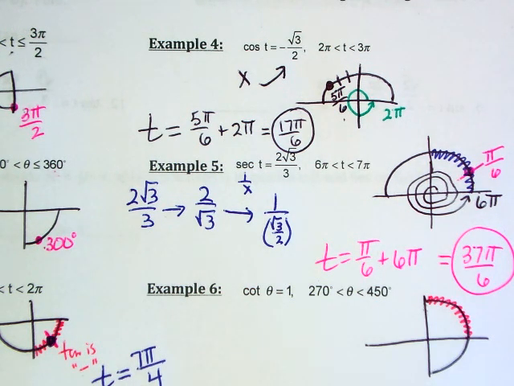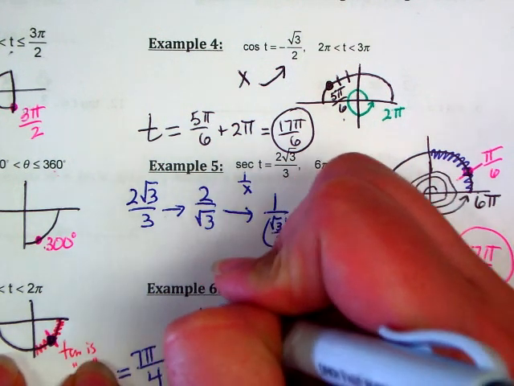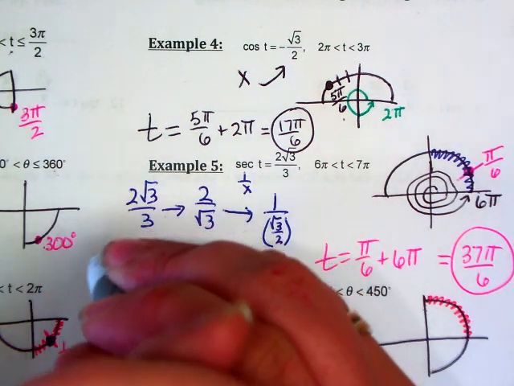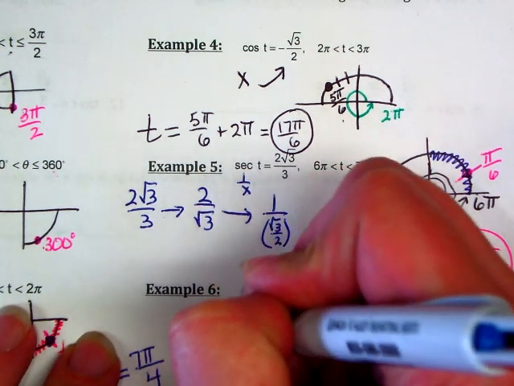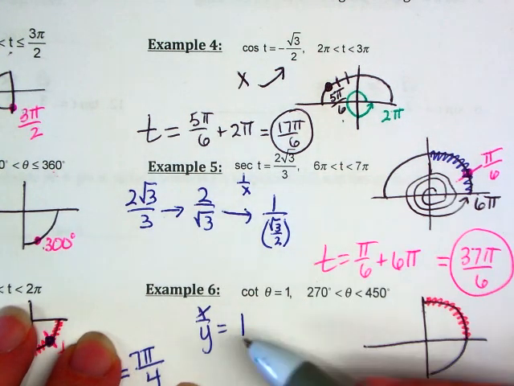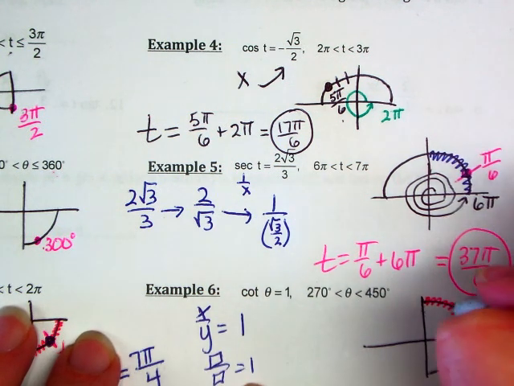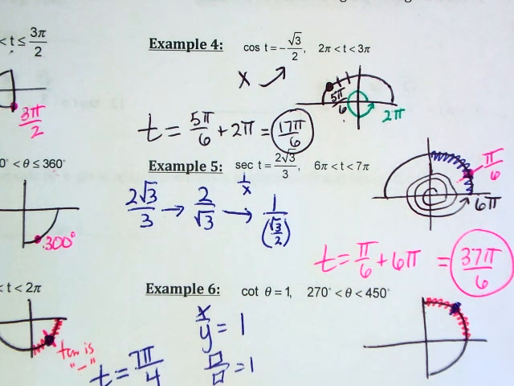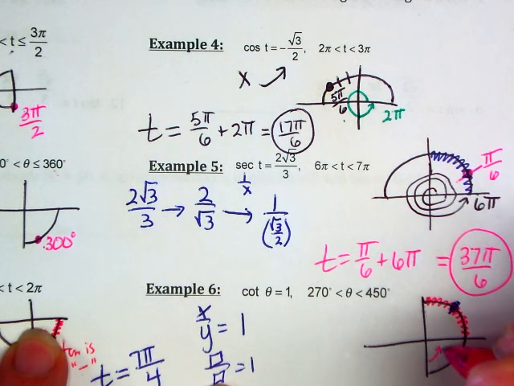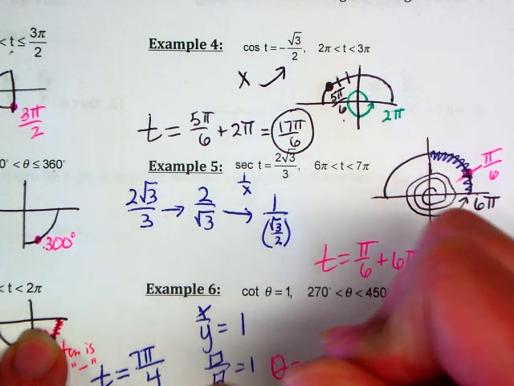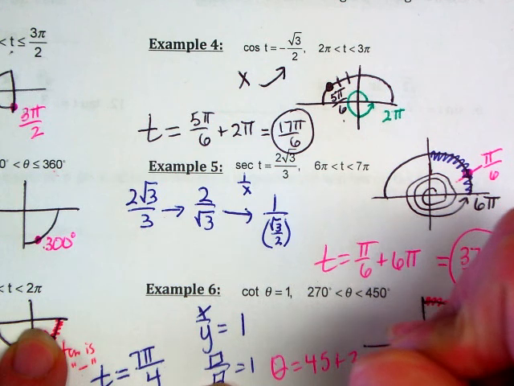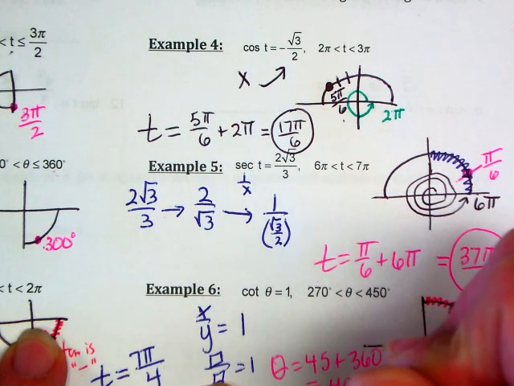Cotangent is a ratio of x over y equal to positive 1, which means once again our ratio has to be the same thing over itself, which is going to be the 45. I'm back to dealing with degrees, so I know that I had to travel 1 full revolution back to 360, but then I need to go an additional 45. So theta is 45 plus 360, or 405 degrees.